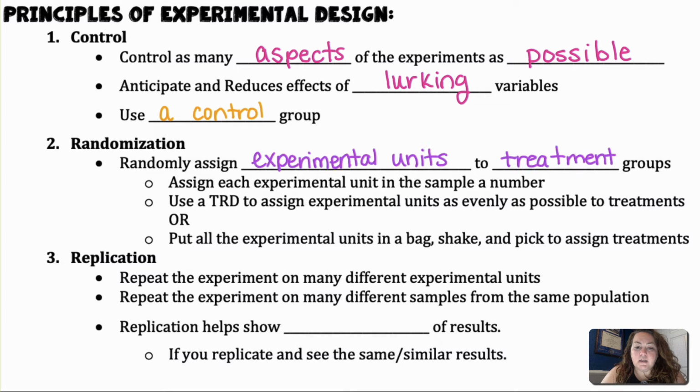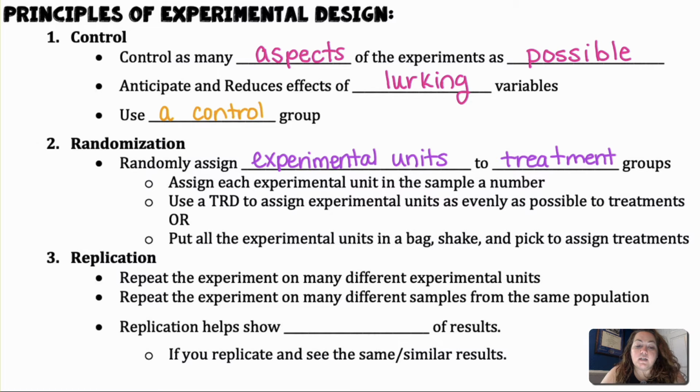Randomization, we want to randomly assign experimental units to treatment groups. All right, so assign each experimental unit in the sample a number, use the table of random digits to assign experimental units as evenly as possible to treatments, or put all the experimental units in a bag, shake it, and pick to assign treatments.